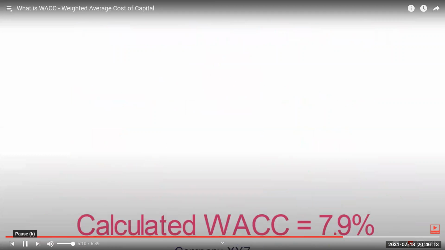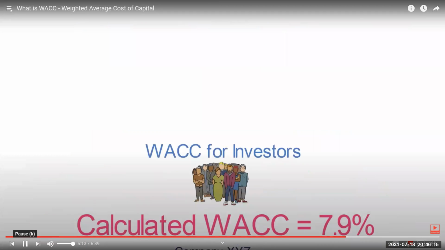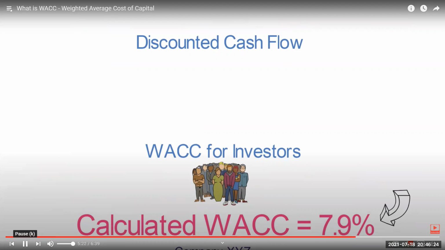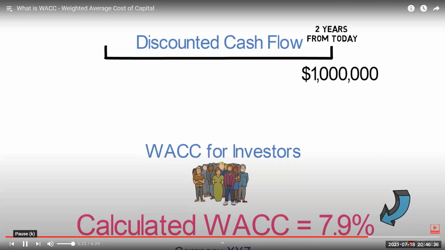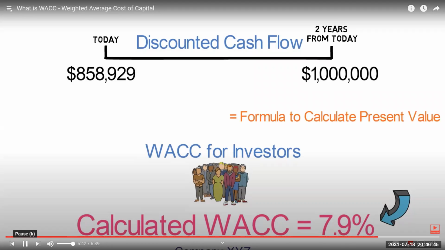Another good use of WACC is to use it as a discount factor in discounted cash flow or some similar valuation technique. And it works very similar to the way a company would use it. So using the WACC we calculated of 7.9%, well, we can use that number to discount expected cash flows to see what they are worth today. So if cash flows are expected to be $1 million in 2 years for a company we are considering investing in today, well, that $1 million in 2 years is worth $858,929 today.